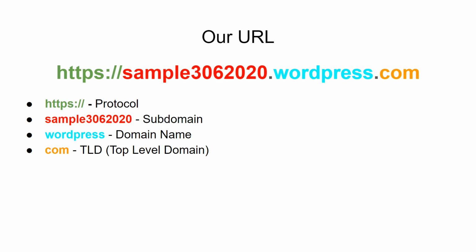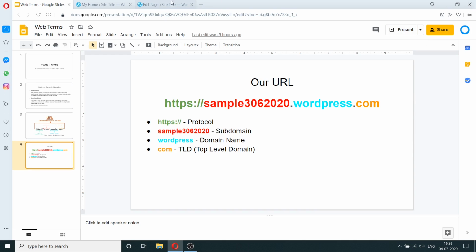In the sample website that we created in the last video, we chose the subdomain to be sample3062020, which is the date on which we created the website. Here the protocol is HTTPS, and the subdomain is the name that we chose. The domain name is WordPress, and again the TLD is com. So we just had a look at what static websites and dynamic websites are, and what a URL is. Now let's proceed to customizing our website.